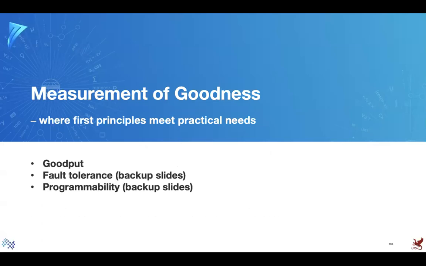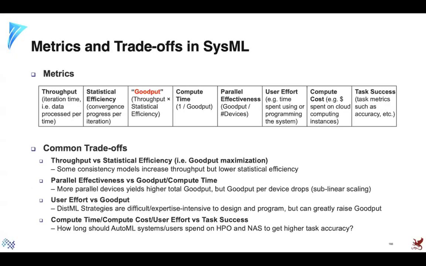Even though there are many different measures of goodness possible, we're going to focus on presenting goodput in a bit more detail. Overall, to measure the performance of machine learning, there are many different metrics we can consider, depending on what objective is important to us. For example, if we want to measure the time to finish training a model, so the time to convergence, then we can use what's called goodput, which is the product between system throughput and statistical efficiency. And the compute time can be simply expressed as the inverse of goodput.